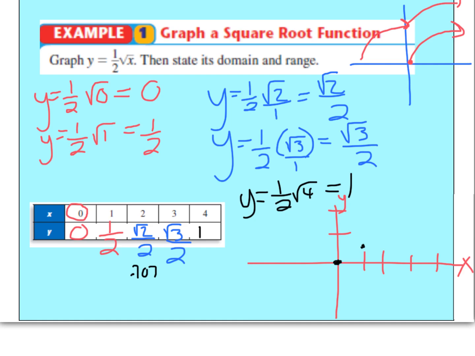0.707. So I'm going to go to 2, 0.707, a little higher. If you put the square root of 3 over 2 in your calculator, you're going to get about 0.866. So at 3, I'm a little higher. And then when I hit 4, I'm at 1. So this shape would look something like that. So that's how you graph it.